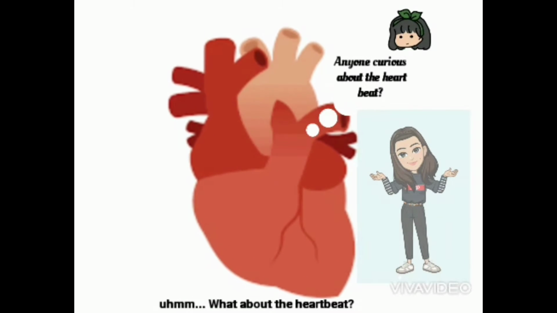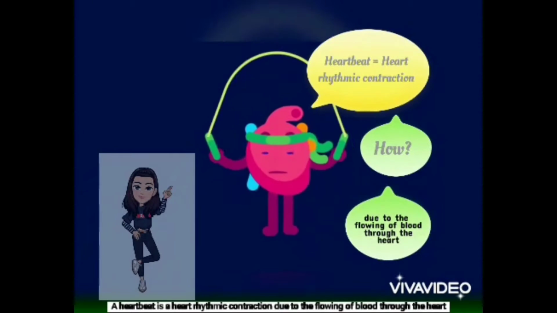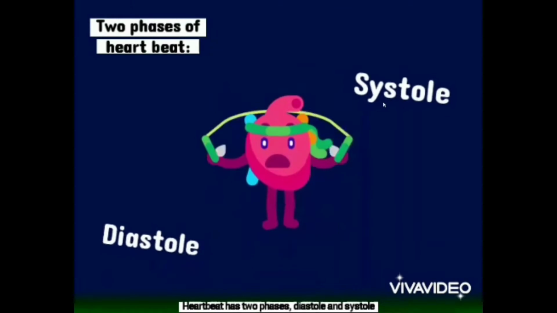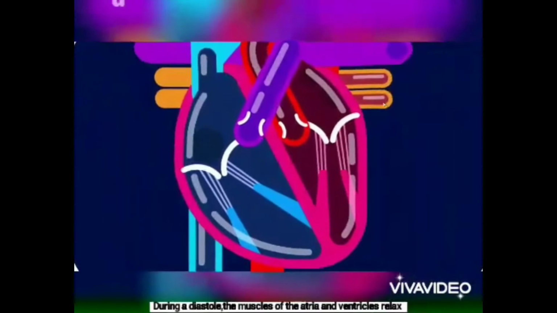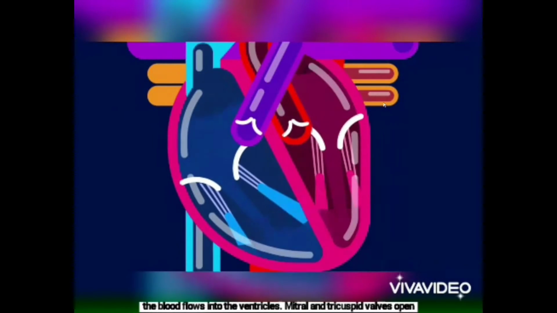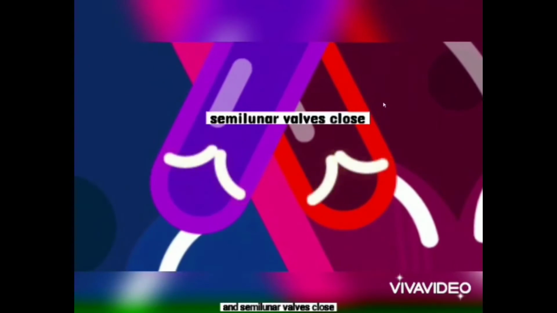What about the heartbeat? A heartbeat is a rhythmic contraction of the heart due to the flowing of blood through the heart. A heartbeat has two phases, diastole and systole. It is a recurrent beat throughout life. During diastole, the muscles of the atria and ventricles relax. The blood flows into the ventricles. Mitral and tricuspid valves open, and semilunar valves close.